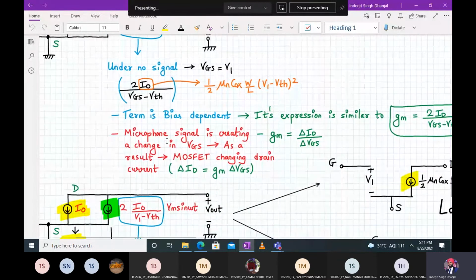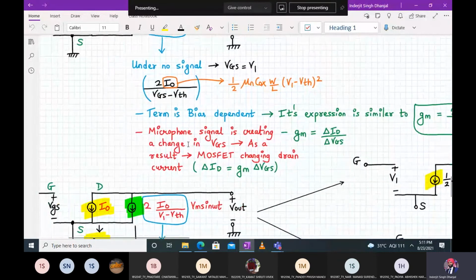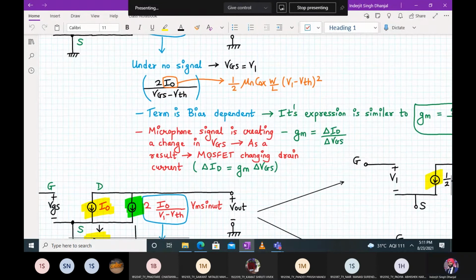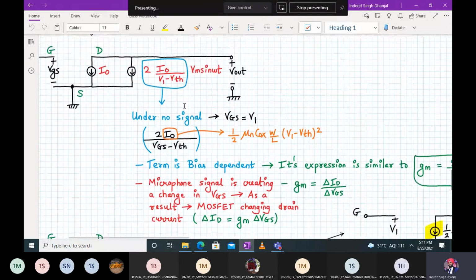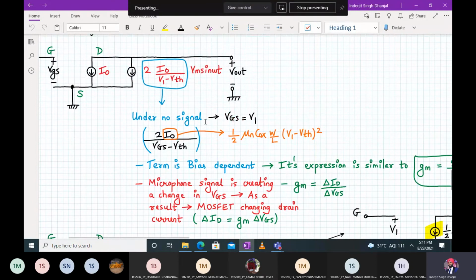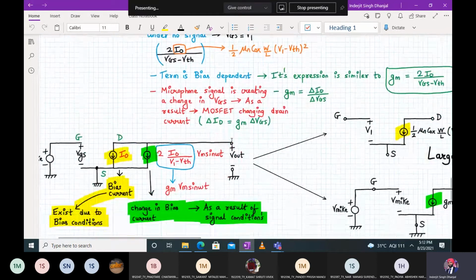And also the microphone signal is creating a change in VGS. So as a result, what will happen? The MOSFET is also changing the drain current. So your delta ID is equal to gm times delta VGS. This we know. So your gm is equal to delta ID upon delta VGS. But there is this concept that under no signal, this term over here is bias dependent. Fine. So it has to be considered.